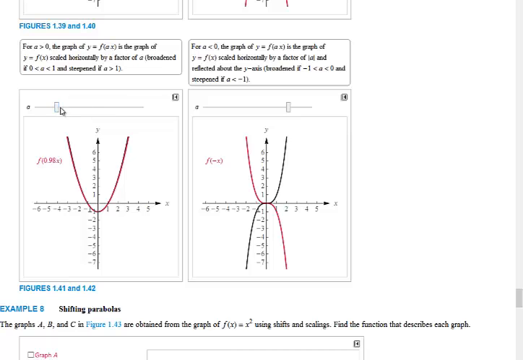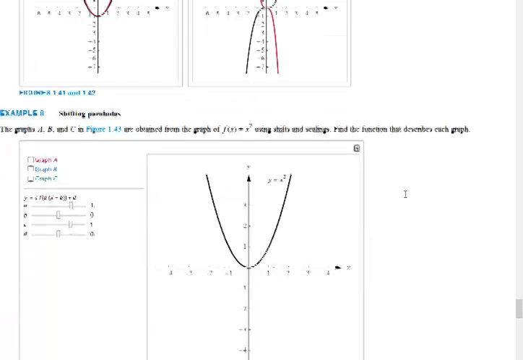So let's look at an A on the inside. An A on the inside, if it is a larger number, it gets really skinny, and if it is a smaller number, it widens out. Now they've done this with a reflection, so let's look at it with the reflection as the value gets larger, and watch it get steeper and more shallow. And this is our horizontal scaling.